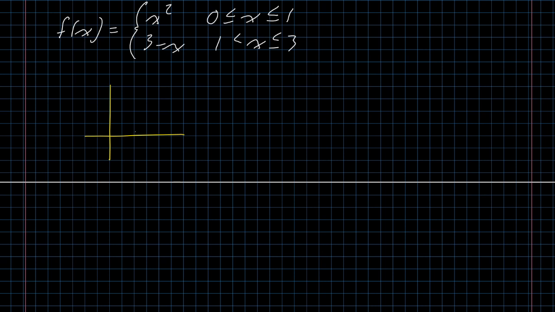Geometrically, give myself enough space here, we know that x squared is going to be a parabola, and 3 minus x is going to be a line. This function is not continuous.